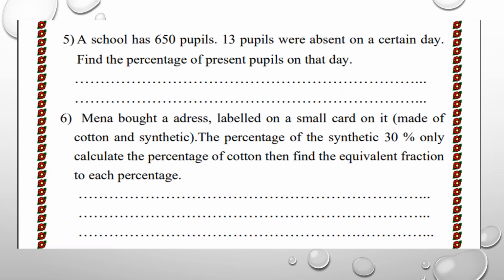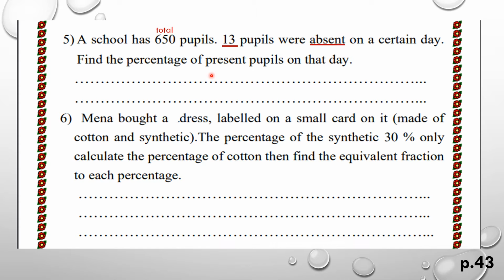Page 43, number 5. A school has 650 pupils. 13 pupils were absent on a certain day. Find the percentage of present pupils on that day. 650, this is the total. 13, this is the absent. I want to find the percentage of present.